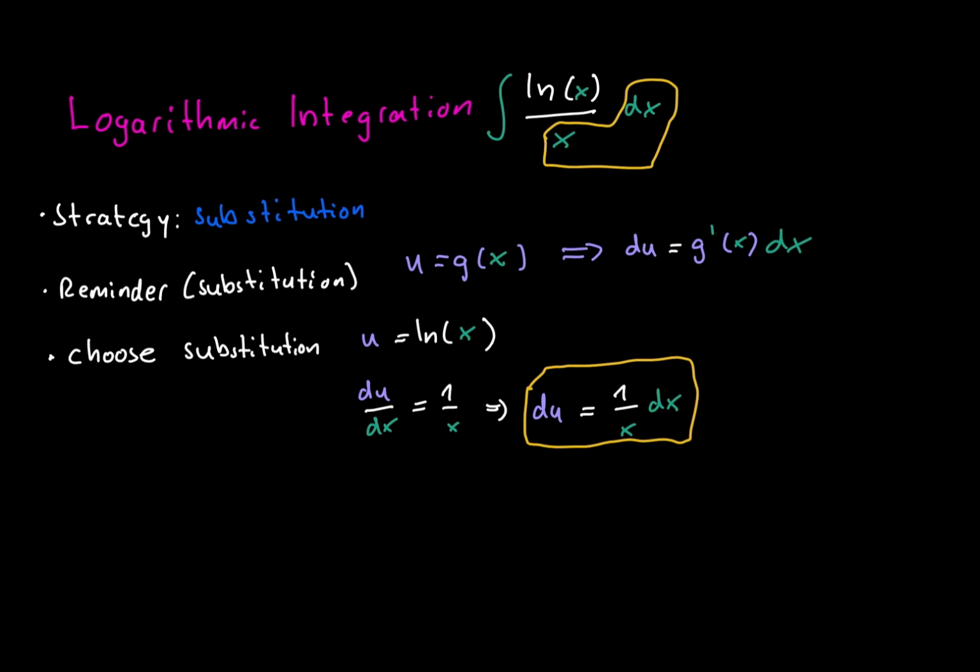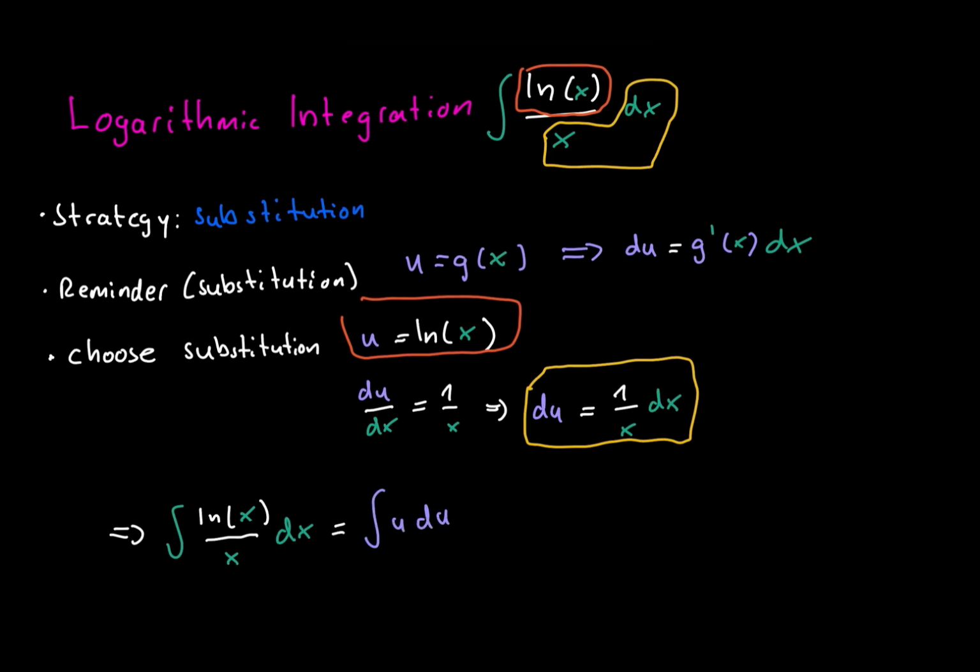Now rewrite the integral. Ln of x becomes u, and 1 over x dx becomes du. So the integral becomes the integral of u du. Now integrate using the power rule. The integral of u is u squared over 2.